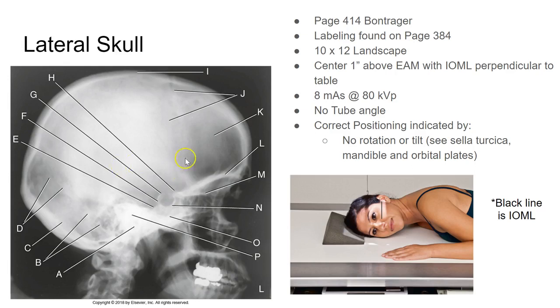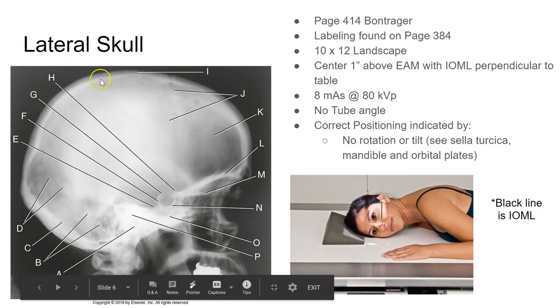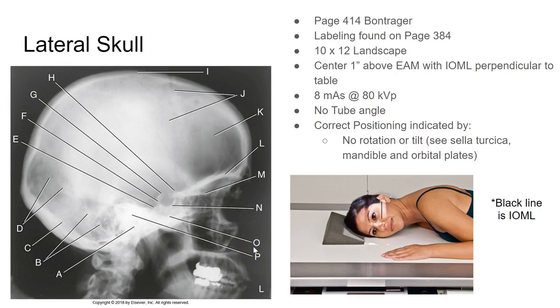Okay, so I can tell by looking at my sella turcica and looking at my orbital plates that this patient is in a beautiful true lateral. I have included all of the cranium. I'm clipping the mandible, but that's okay. That's a facial bone. So this is very nice. We're going to pause here. We'll pick up with sinus positioning in part 2.